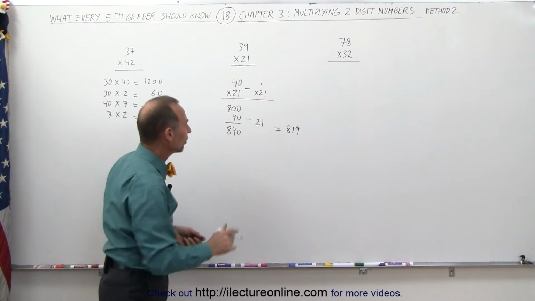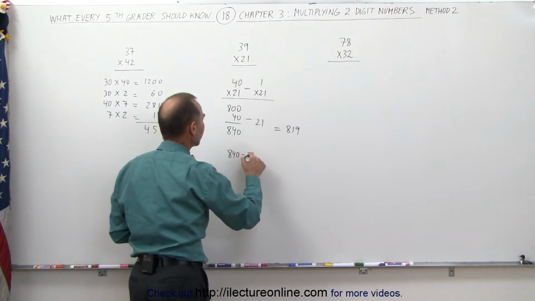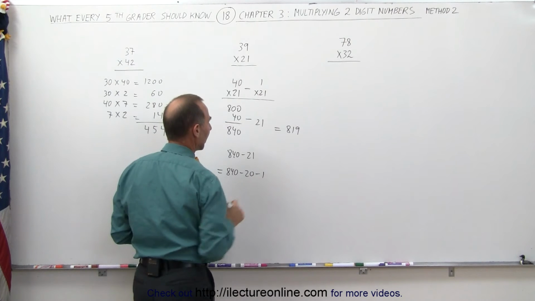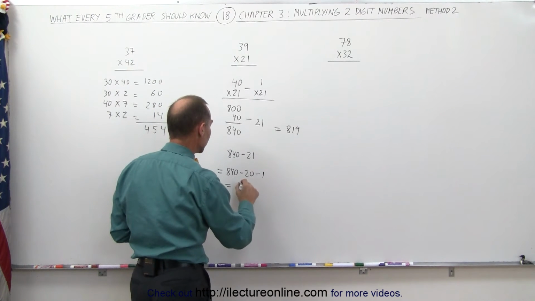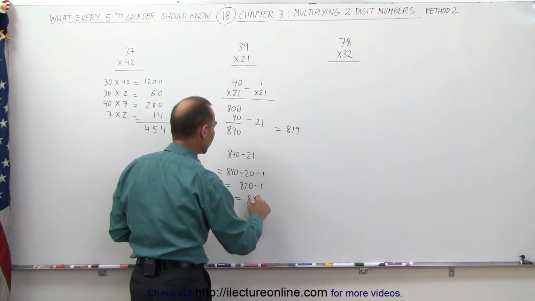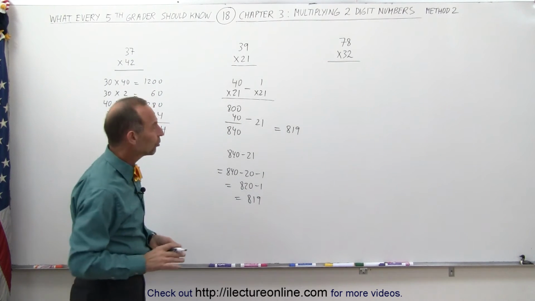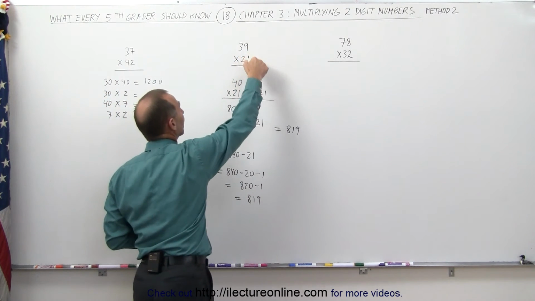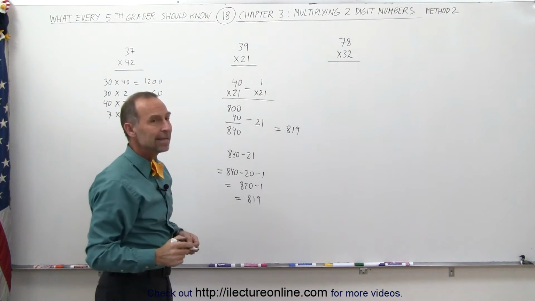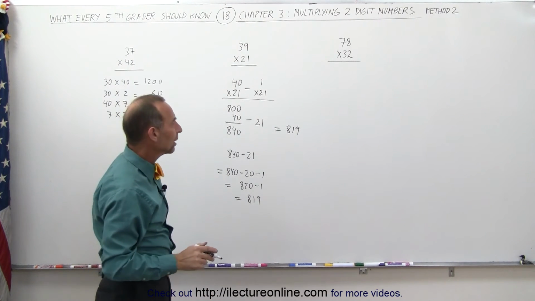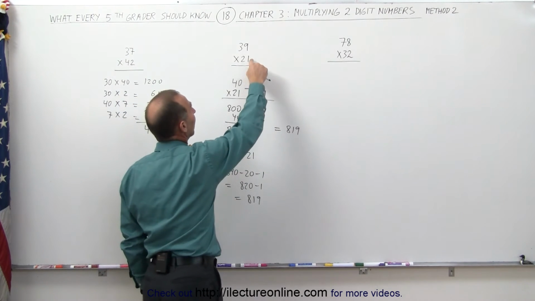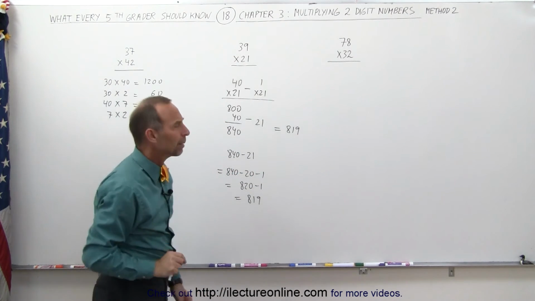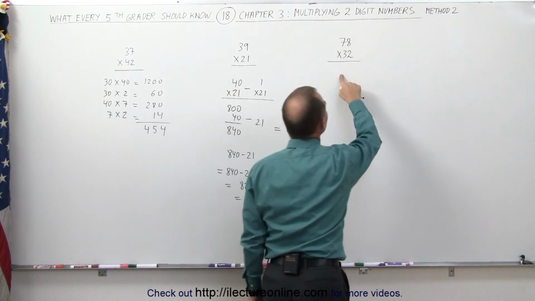819. Again, what I just did was the following. 840 minus 21 is the same as 840 minus 20. I subtract 20 first, and then I subtract another 1. This gives me 820 minus 1, which is 819. See how easy it becomes doing math in your head when you start using these little tricks like that. So ultimately, 39 times 21 is 819. Another quick check to make sure that it's probably correct is to multiply the last two numbers. 1 times 9 means that the number should end in a 9, which it did. So it's probably correct.